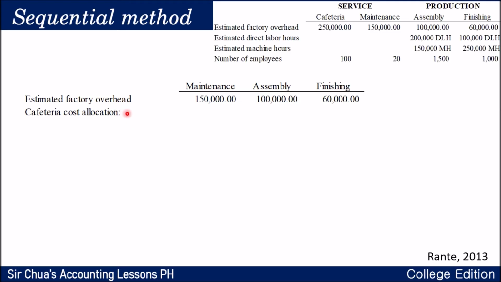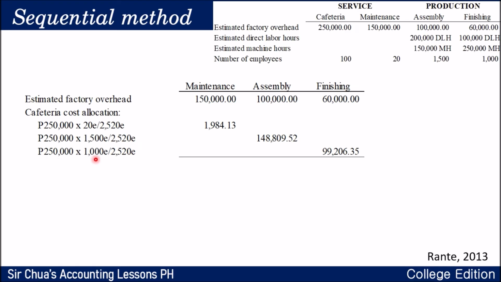Pagka po ngayon tayo ay nag-allocate na ng cost ng cafeteria, kasama po si maintenance sa lahat ng allocation natin. Remember that the allocation for cafeteria is based on the number of employees. So, kung kanina, 1,500 at 1,000 lang, which is equal to 2,500, dahil mag-allocate na rin po tayo ngayon kay maintenance, you will also add the 20 employees from the maintenance department, which will total 2,520. Okay. So, your allocation of 250,000 times 20 employees over 2,520, yun po yung 20 employees applicable for maintenance. Okay? And then, cafeteria cost naman po natin na 250,000 times 1,500 po sa assembly divided by 2,520. Yun na po yun sa assembly, 148,809.52. And then, sa atin naman pong finishing is 250,000 times 1,000 divided by 2,520. Sa finishing naman po yan, 99,206.35.